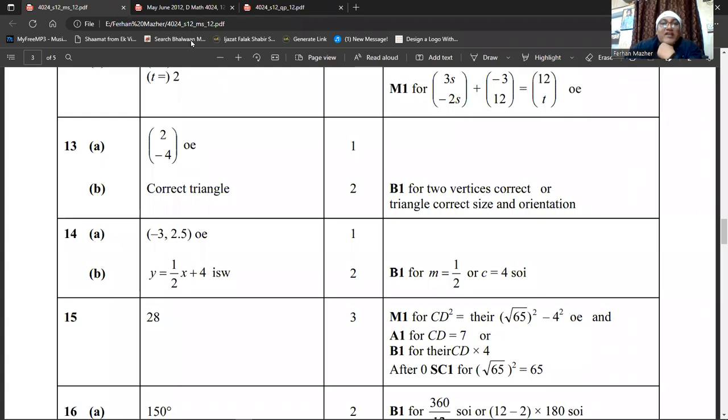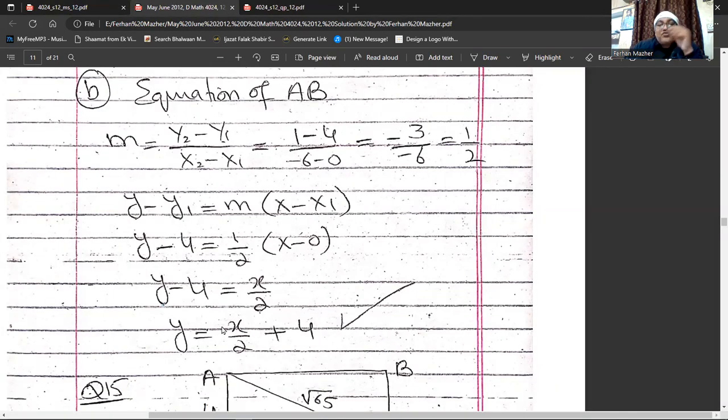Oh, our answers are right. So y is equal to x by 2 plus 4. The solution is in front of you.